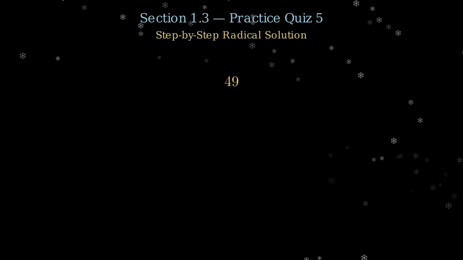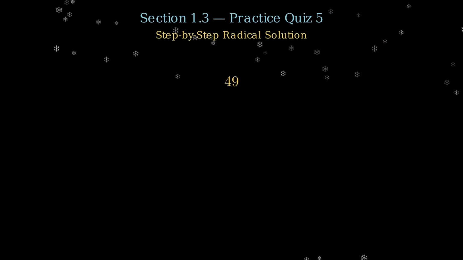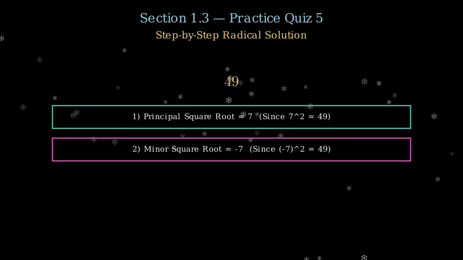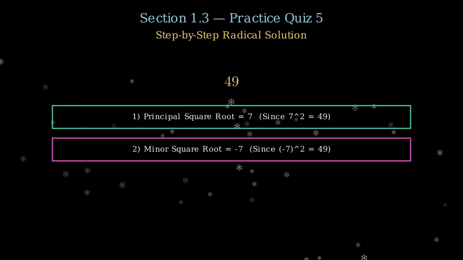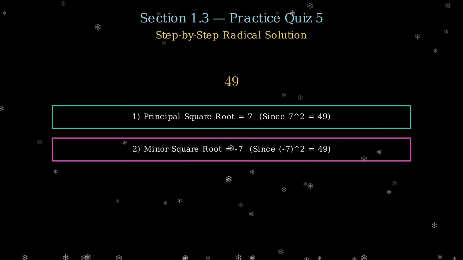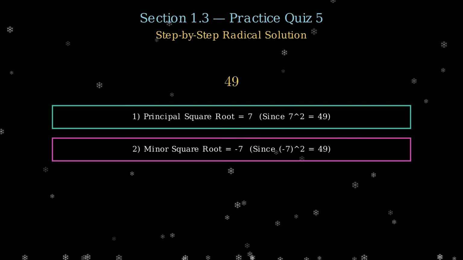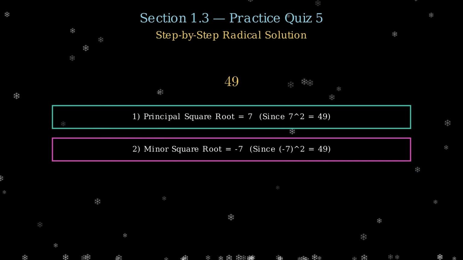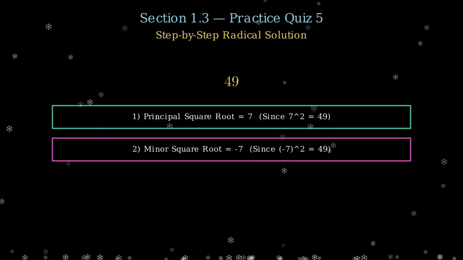Let's break down the solution step by step. We know that 7 squared equals 49, making positive 7 the principal square root. At the same time, negative 7 squared also equals 49. Therefore, negative 7 is the minor square root. The final answers are positive 7 and negative 7.